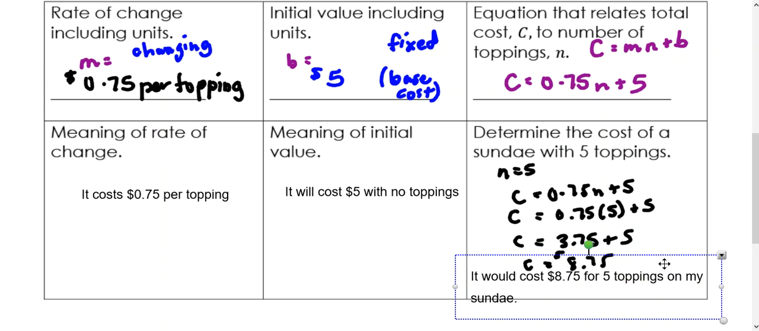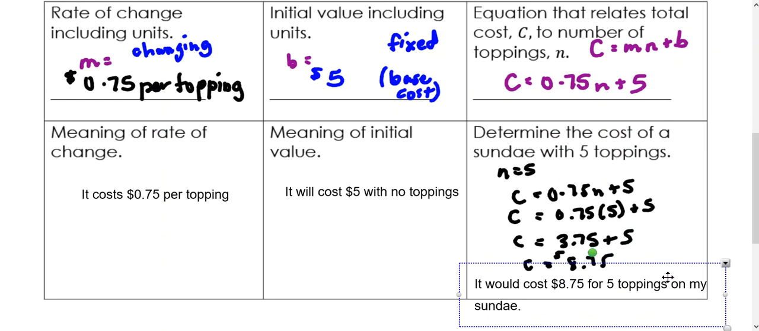Done. So that's the connection that we're trying to make today, is how do we know what the rate of change is? How do we know what the fixed cost is to make the equation? The meaning of those two things is what's driving that equation. So keep that in mind as you're moving forward with that learning.